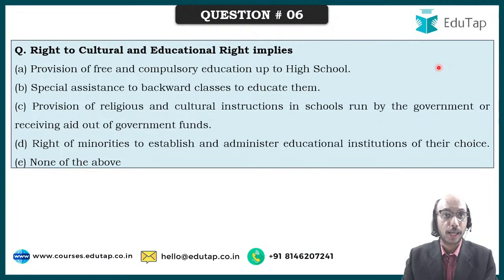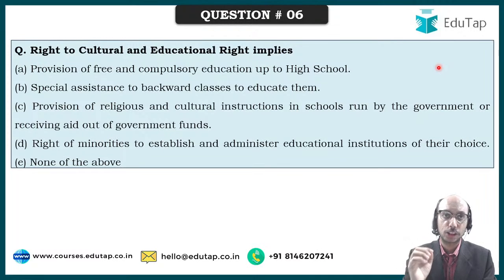Moving ahead, right to culture and educational rights. We are again talking about the same right. Right to culture and educational right. What does it imply? Does it imply provision of free and compulsory education up to high school? Does it imply special assistance to backward classes to educate them? Does it imply provision of religious and cultural instruction in schools run by the government or receiving aid out of government funds? Does it imply right of minorities to establish and administer education institutions of their choice, or none of the above?